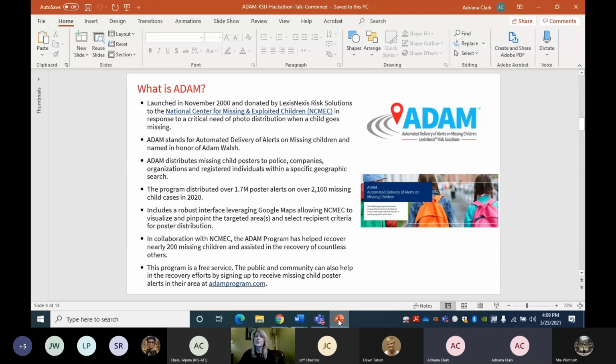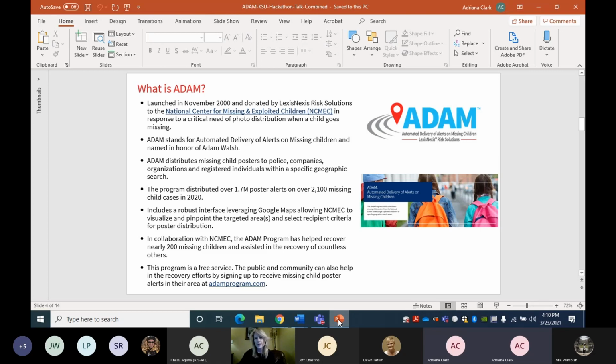Here you go. So as John stated in the video, the ATOM program was created in response to a critical need NCMEC had in sending out their posters. As he mentioned, the current process that they had at the time was slow. It took hours, sometimes days, to send out the alerts. And as we all know, time is truly of the essence when a child goes missing. And these photos serve as their voice and play a critical role in the recovery efforts.